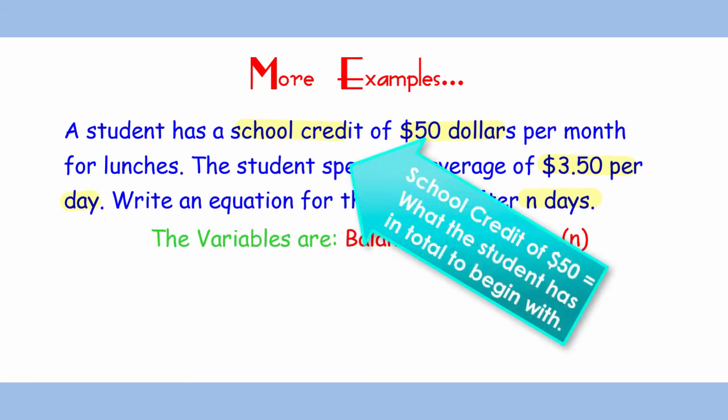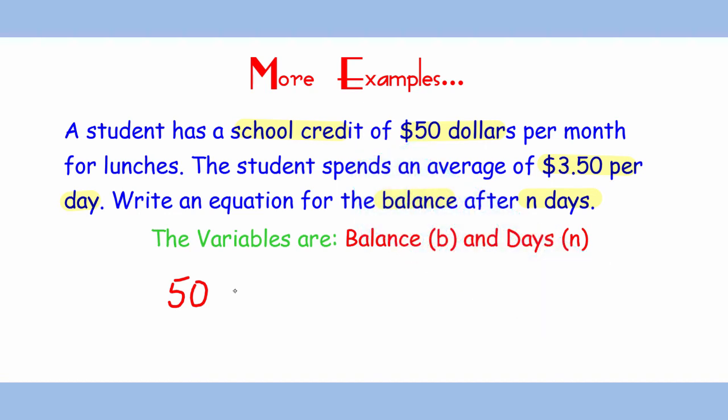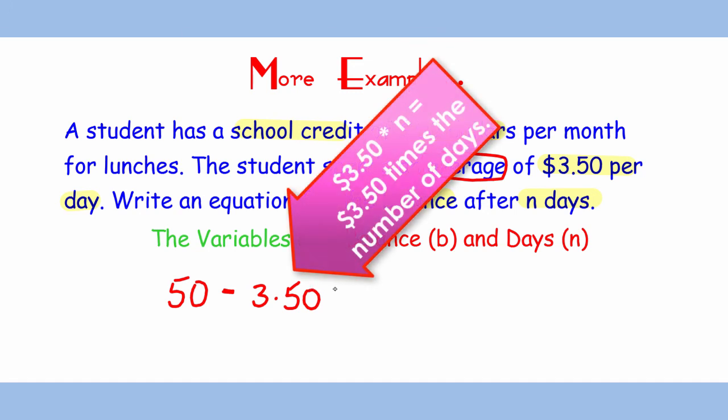Since the question begins with school credit, meaning the $50 is what the student has, and then he would be using up the $50, so you will be subtracting out what he uses. It says the student spends an average, meaning that it happens every day, of $350 per day, so we can take away $350 for as many days as we need. Since there's more than one day that's possible within the question, you would say $350 times n days equals the remaining balance.